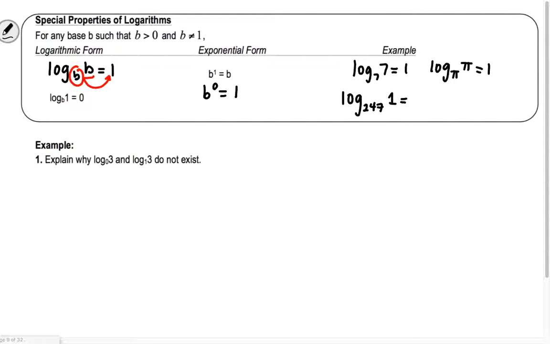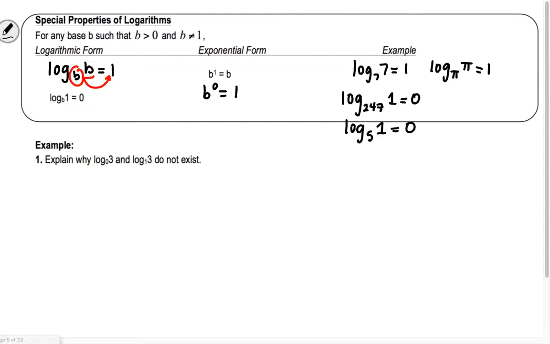That means 247 raised to the 0 gives me 1. Why are you raising it to 0? That's just how you put it. That's what that's all equal to: 0. Like, 247 raised to what power gives you 1? If you raise it to the 0, it makes 1. So if you see log base 5 of 1, you should know immediately that it's 0.